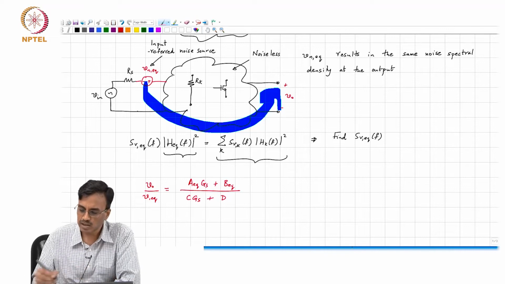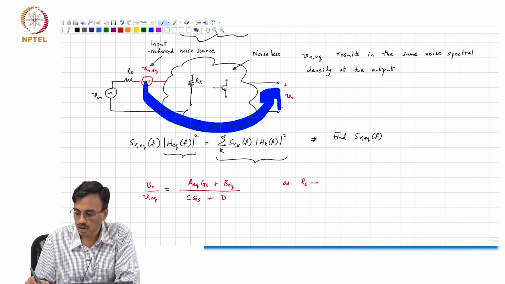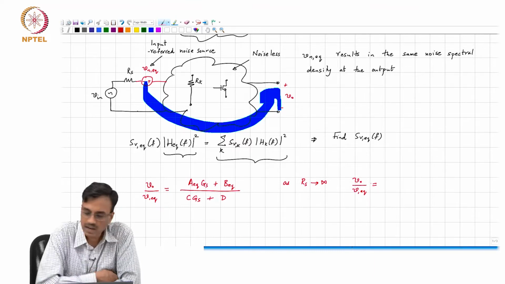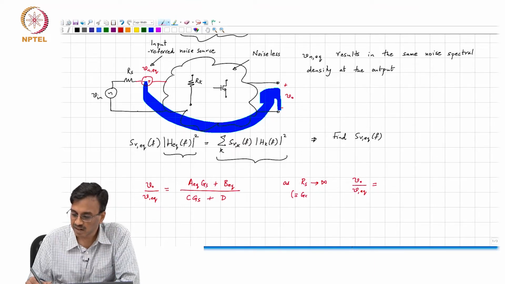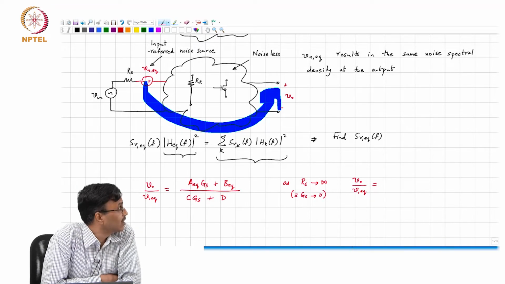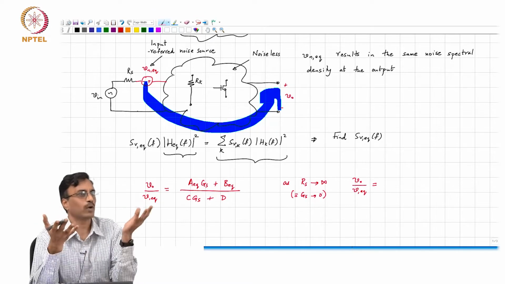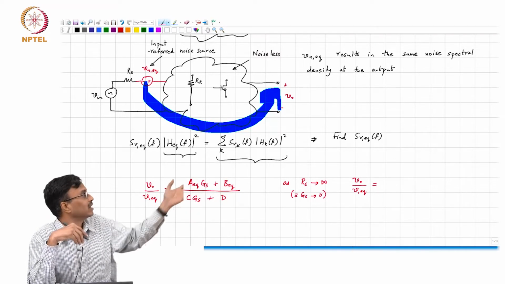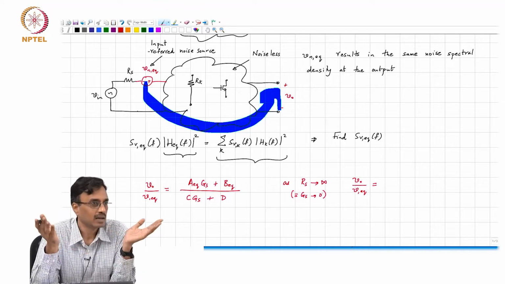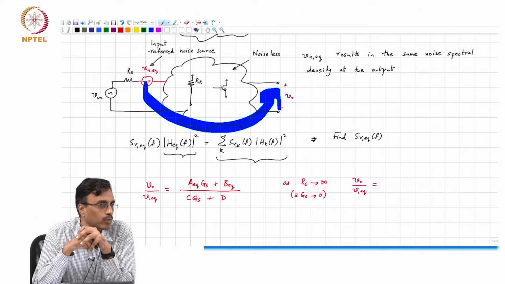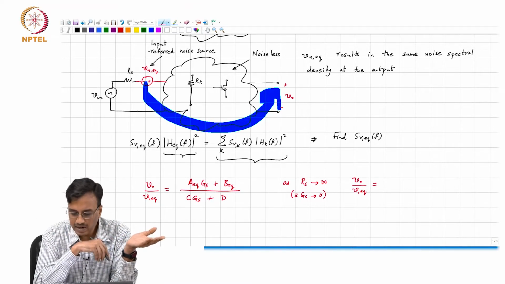As Rs tends to infinity, what comment can you make about VO by V equivalent? As Rs tends to infinity, in other words, GS tends to 0, what comment can we make about the transfer function from that equivalent source to the output, which is the same as asking the question, what is the transfer function from the input to the output, when that Rs becomes infinite? So what comment can you make? It is B equivalent by D, that's fine, right?